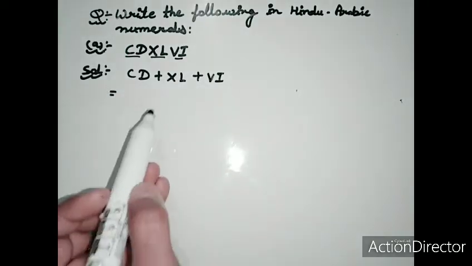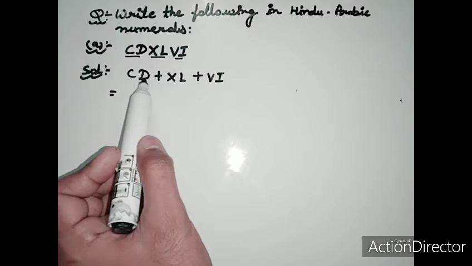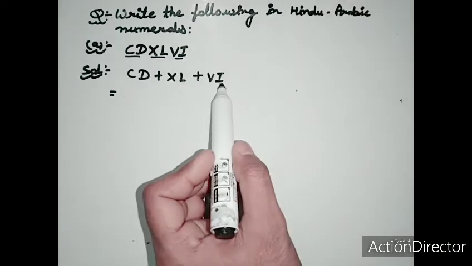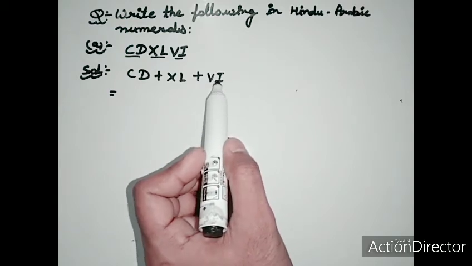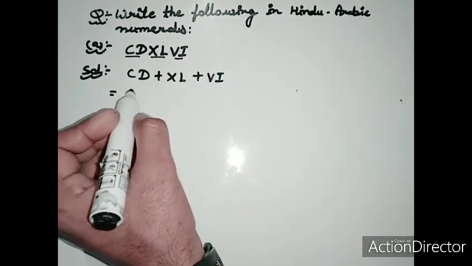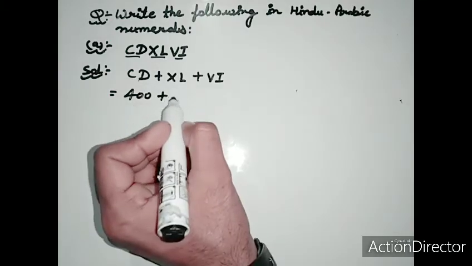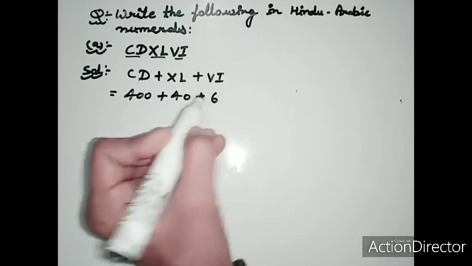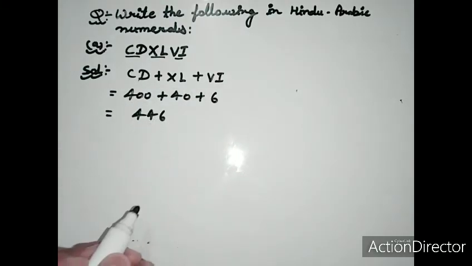And you all know that if we write a smaller symbol on the left hand side of a number it means subtraction, and if we write a smaller symbol on the right hand side it means addition. So here CD means 400 plus XL means 40 plus VI means 6. So here we write 446.